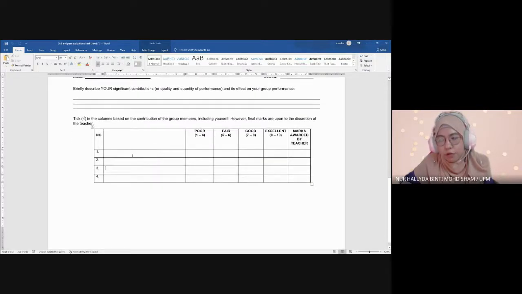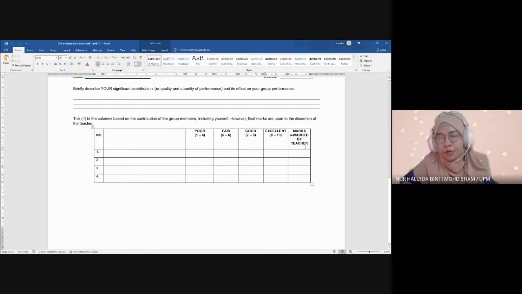Usually students only put their friends' names. You put your name as well, and rate your friends on whether their contribution is considered poor, fair, good, or even excellent. And this column, leave it blank. I will be the one who fills this column. Let's say you give your friends 5 or 7 or 8.